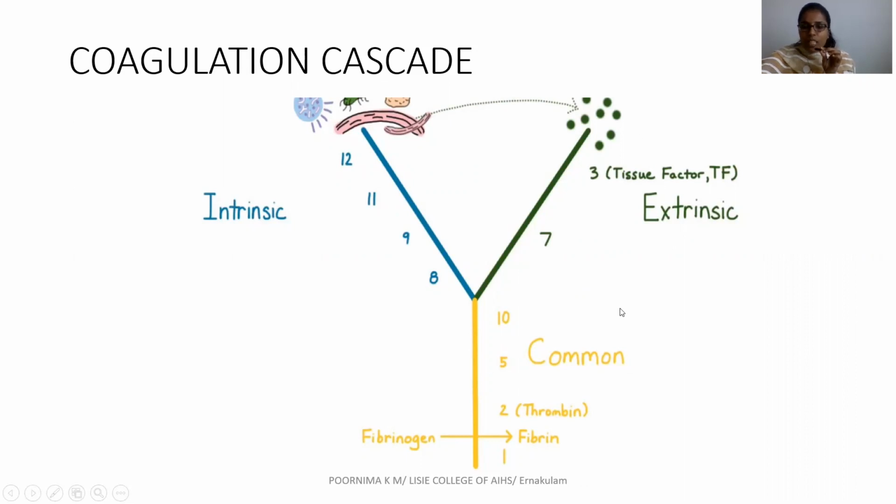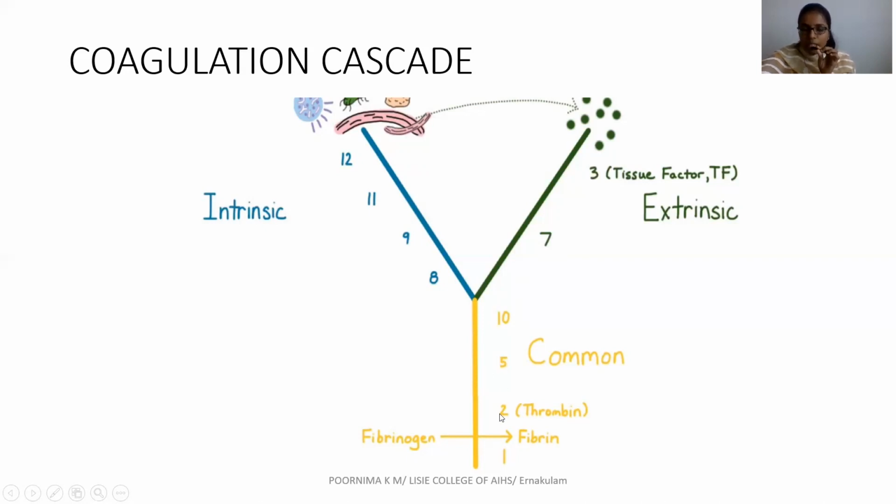The extrinsic pathway gets initiated by the tissue factor, which is released from damaged tissues, that is tissue factor, coagulation factor 3. There are 13 coagulation factors, of which coagulation factor number 3, the tissue factor, is released by the damaged blood vessel or its tissues. Once the tissue factor is released, it causes activation of factor 7. Factor 7 causes activation of factor 10. Factor 10, in the presence of factor 5 and calcium, causes activation of factor 2.